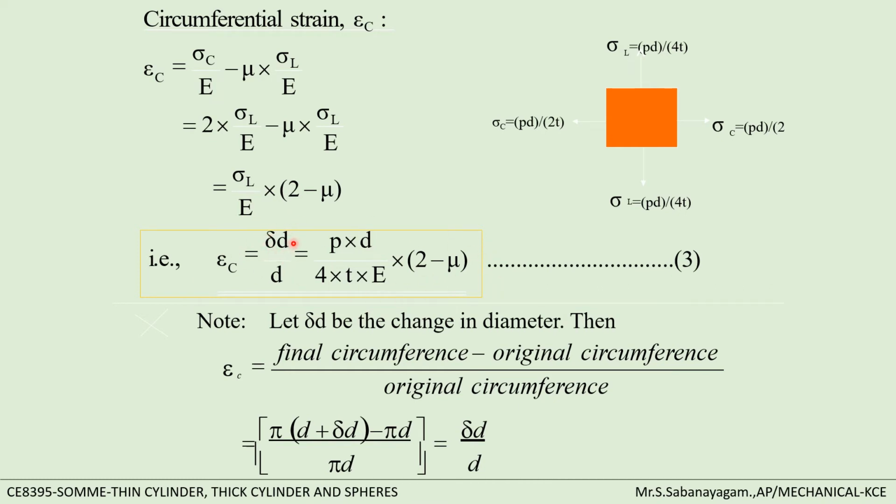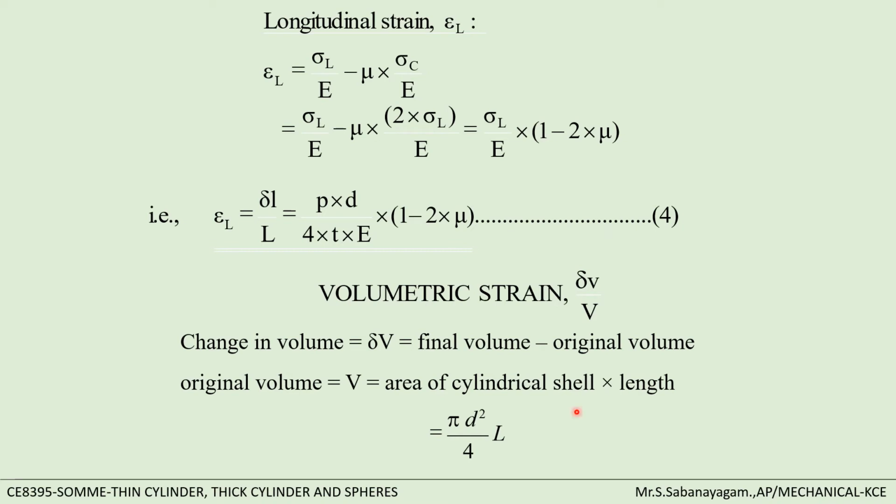Here del D is the change in diameter. It can be stated that circumferential strain is equal to final circumference minus original circumference, divided by original circumference. Circumference can be calculated from the circumference of the circle, that is pi D. The final circumference will be the strained one, that is pi into D plus del D. So pi into D plus del D minus original circumference pi D, divided by original circumference pi D, is nothing but change in diameter by original diameter, that is the circumferential strain.